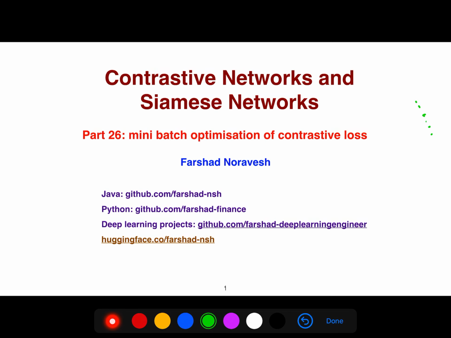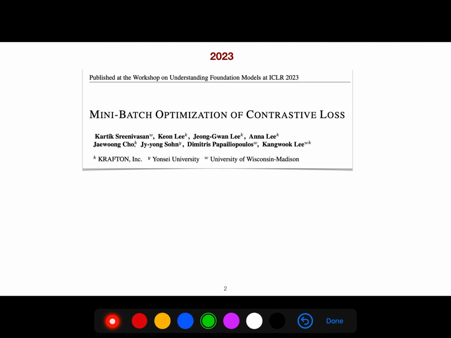Alright, so Merry Christmas. In this lecture, I'm going to be talking about another important article on contrastive networks, and this is a technical paper because we are talking about different ways that we can do mini-batch optimization. So I'm going to talk about this particular paper from 2023, which is called Mini-Batch Optimization of Contrastive Loss.